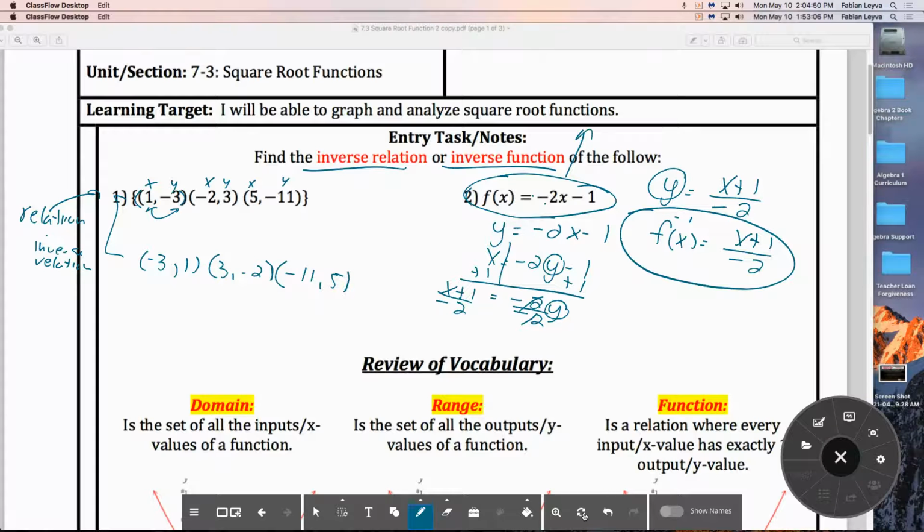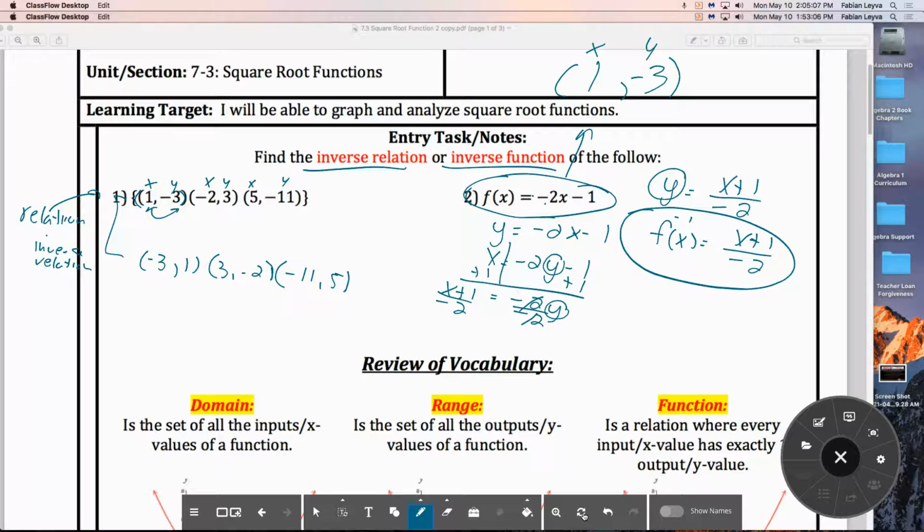So let's go into my relation. Let's plug in a 1. What is negative 2 times 1? Negative 2. Negative 2 minus 1 is a negative 3. So notice that my x value is 1, my y value is negative 3.